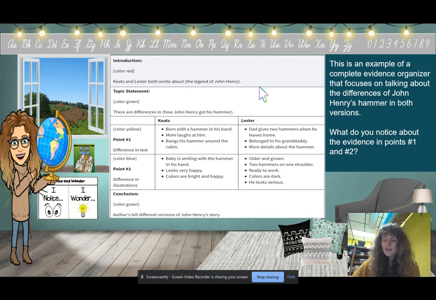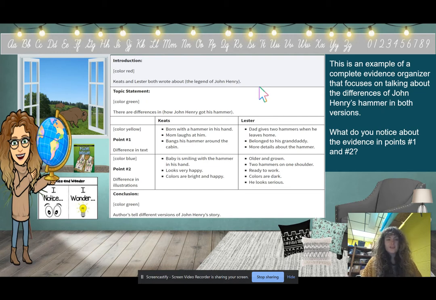Keats and Lester both wrote about the legend of John Henry. All right, so there is my introduction, and I'm going to use that. And we are going to use that introduction for our writing.